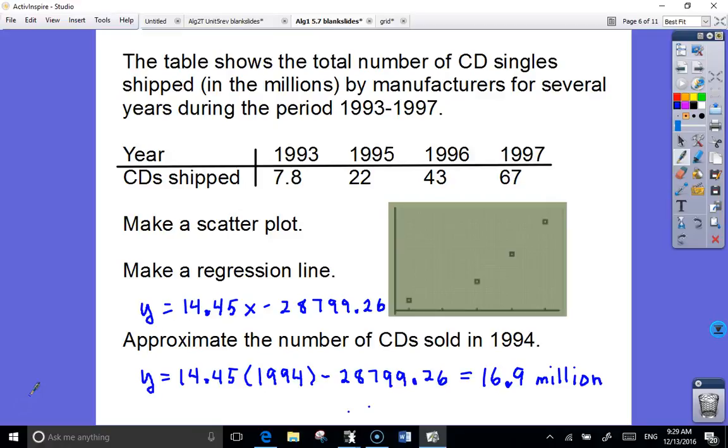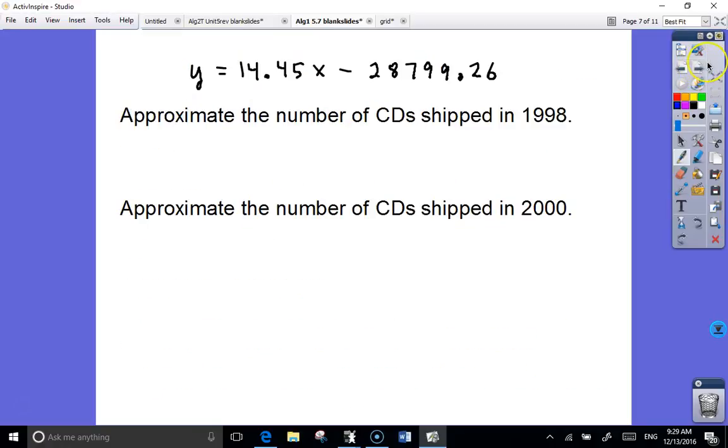Okay, let's try another one. Here's another one. So once you got that equation, you could use it to find, even for years that were beyond what were measured, like in 1998, figure out how many CDs would have been shipped in 1998 and 2000. Just plug in X equals the year and calculate. See what you get.